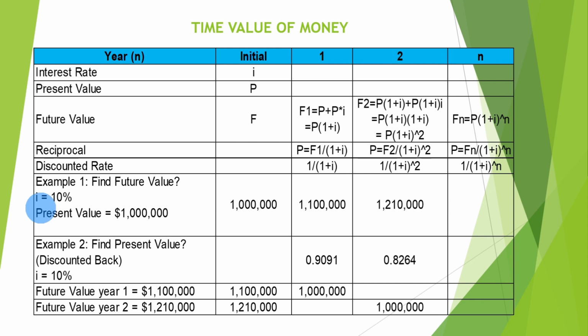Example 1: the interest rate is 10%, and the present value is 1 million. For the first year, we will earn a future value of 1.1 million if we deposit 1 million at year 0 into the bank. We can use this formula in order to calculate the future value. It's the same for the second year.